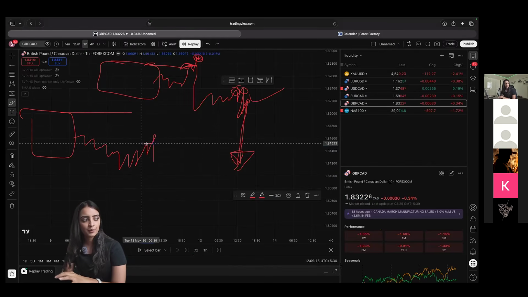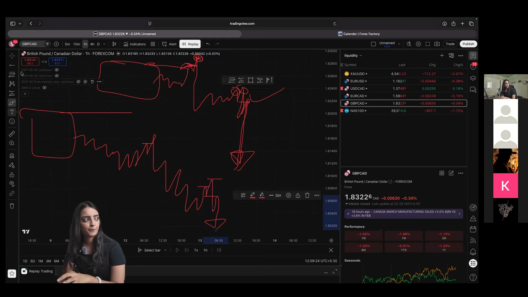Why? Because it has swept the kill zone highs and then price is going down. Today's New York session did this. This is the kill zone high. This is the New York session. It swept it. I can take a trade.